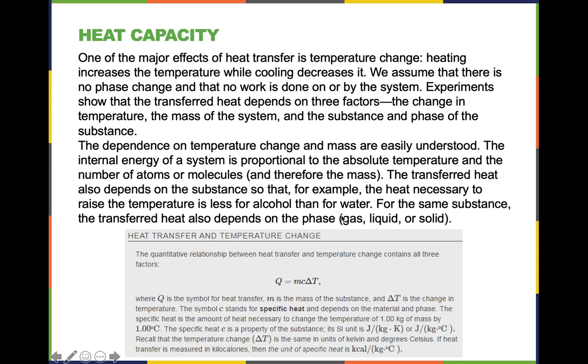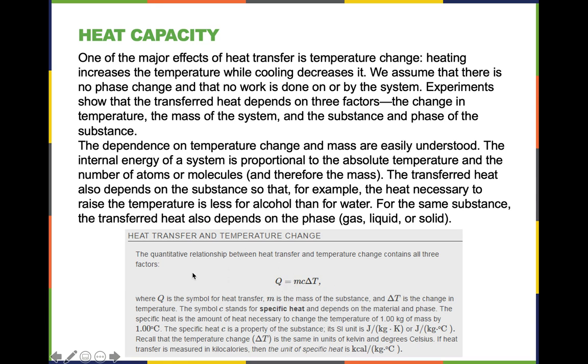The dependence on temperature change and mass is easily understood. The internal energy of a system is proportional to the absolute temperature and the number of atoms or molecules, and therefore the mass. The transferred heat also depends on the substance, so that, for example, the heat necessary to raise the temperature is less for alcohol than for water. For the same substance, the transferred heat also depends on the phase. So it depends if it's a gas, liquid, or solid.